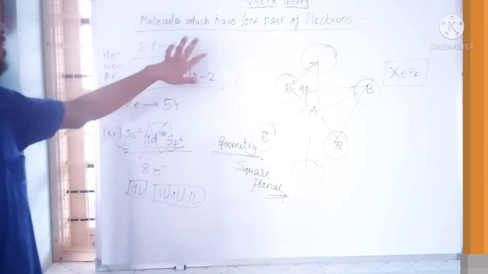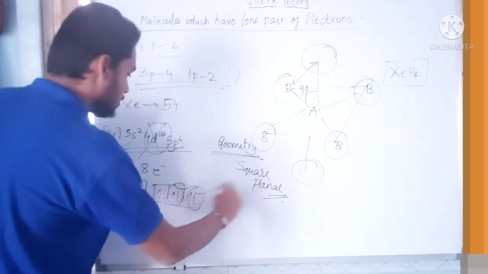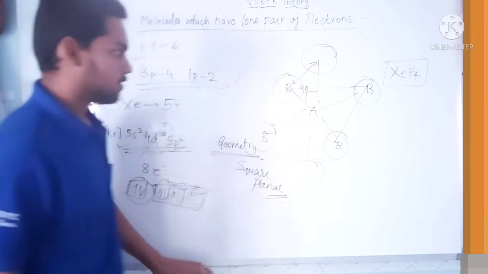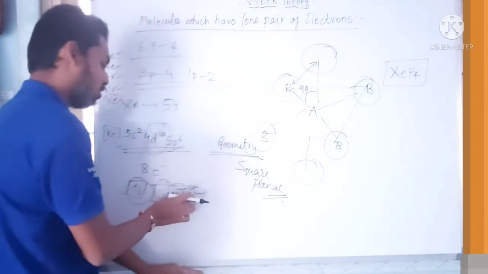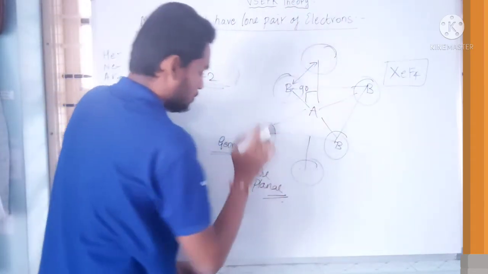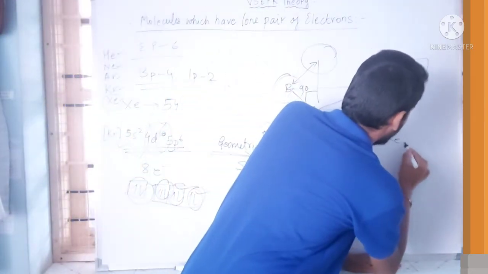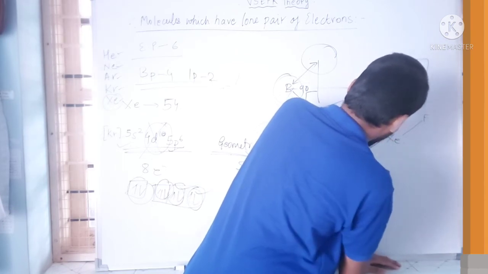So I need 4 bonded pairs of electrons. 1, 2, 3, 4. Done. I have 2 lone pairs still. 2 lone pairs. And these lone pairs will be above and below the plane. And 4 bonded pairs will be at the corners of the square planar. This is how we can write. So the xenon structure will be xenon square planar structure.